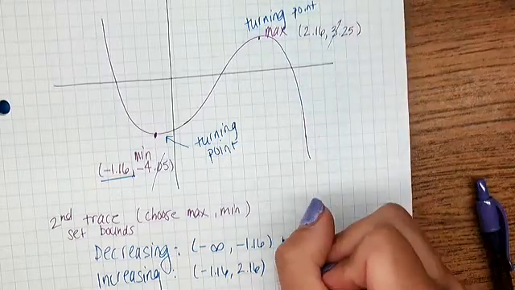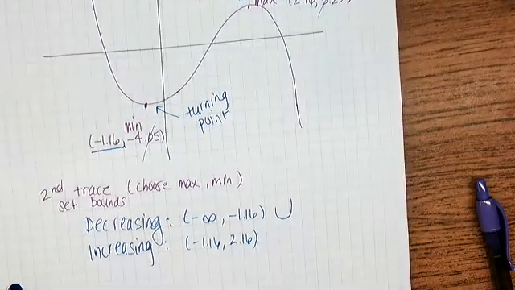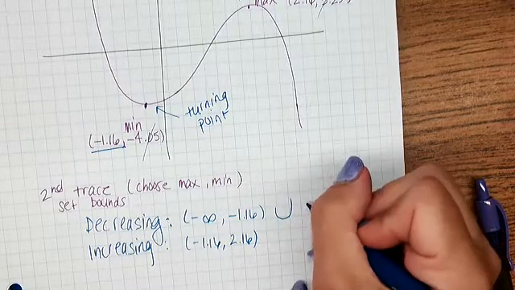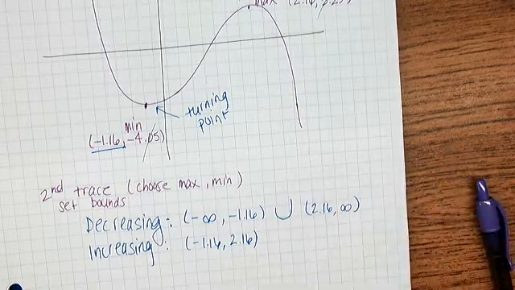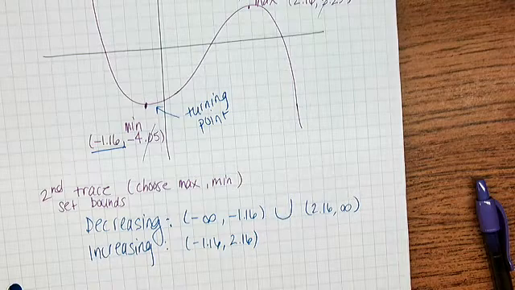So I'm going to do in union. That weird funky U means in union with 2.16 to infinity. And that is secant lines and increasing and decreasing on the calculator.